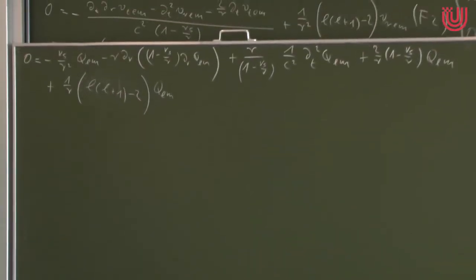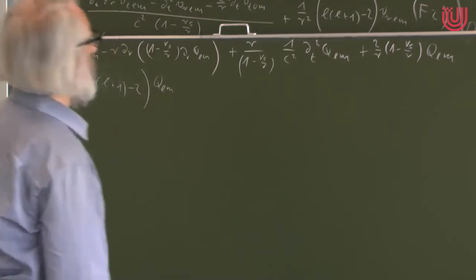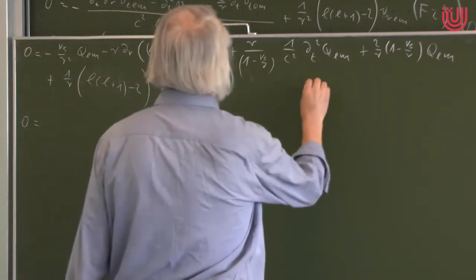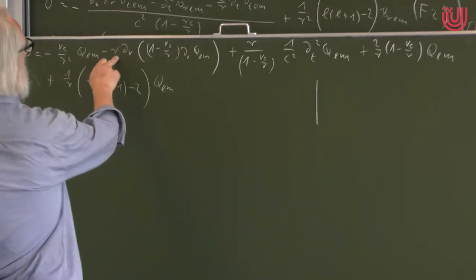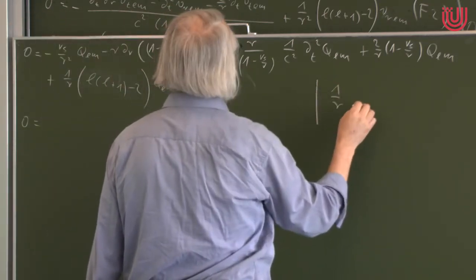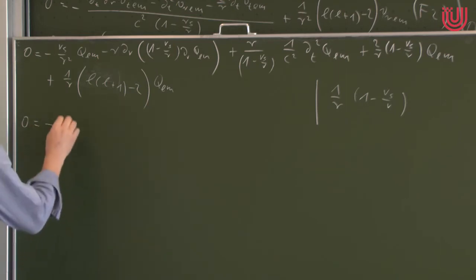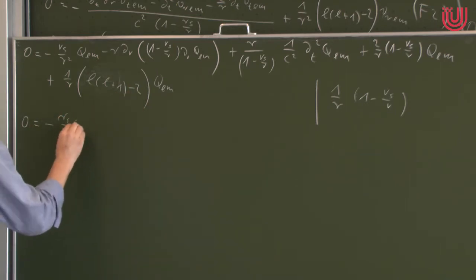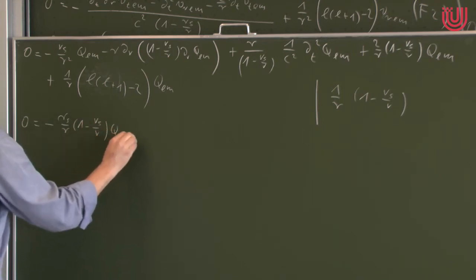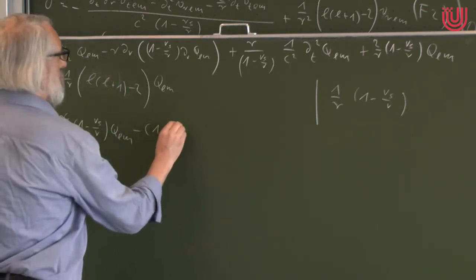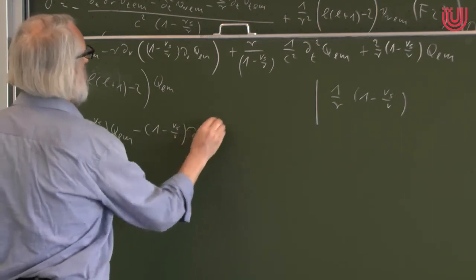Okay, what next? This is not nice. This in the denominator, so I multiply everything with 1 minus RS divided by R. And I think I divide by R in order to get rid of this term here. Yes. So I multiply with 1 over R, 1 minus RS over R. So then I get minus 1 over R means RS over R QLM, this is divided out, so I get a factor (1 minus RS over R) dr.